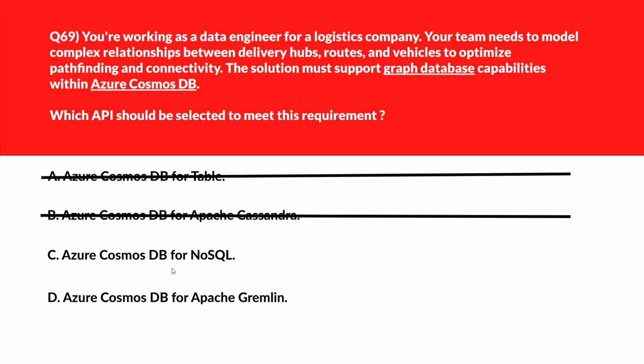C says Azure Cosmos DB for NoSQL. NoSQL API handles JSON documents, not graph relationships. Wrong choice. We'll move to now option D. D says Azure Cosmos DB for Apache Gremlin. Apache Gremlin API supports graph-based queries and relationship mapping essential for graph databases. Looks good. Quick tip for the exam: whenever you see the graph keyword, Gremlin should strike your mind.